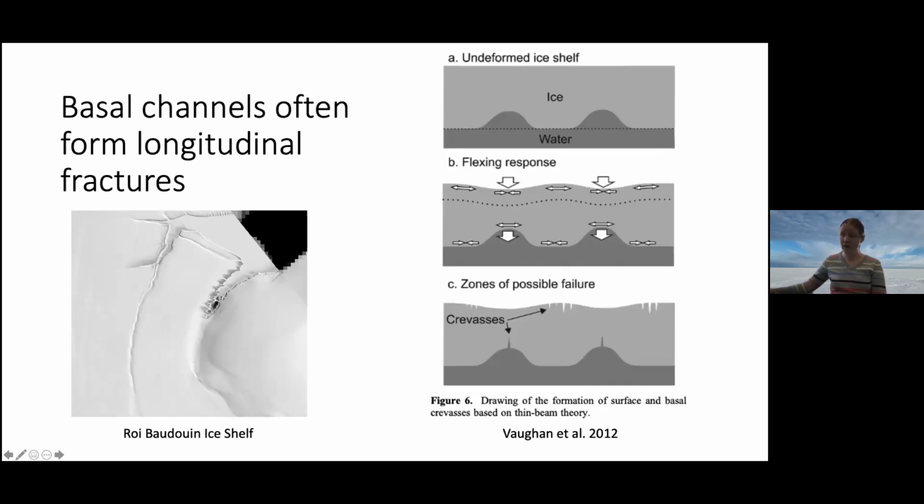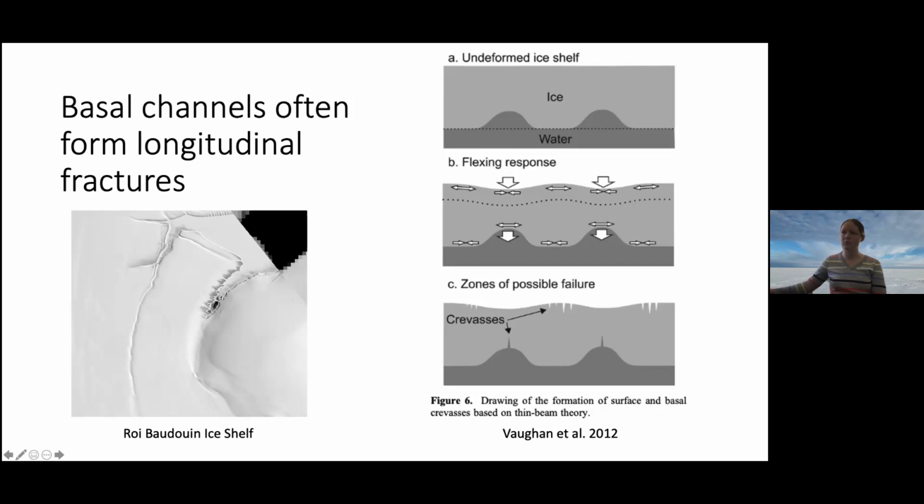and I think there's a lot more left to do. We do know that channels can directly cause fracture on the ice shelf surface. So there's a bunch of examples. This is the Roy-Batouan ice shelf again. We see a couple of basal channels here. This is a floating island right there, but you can see that in an area where we've got kind of diverging flow, we do see the fracture happening along the channels.